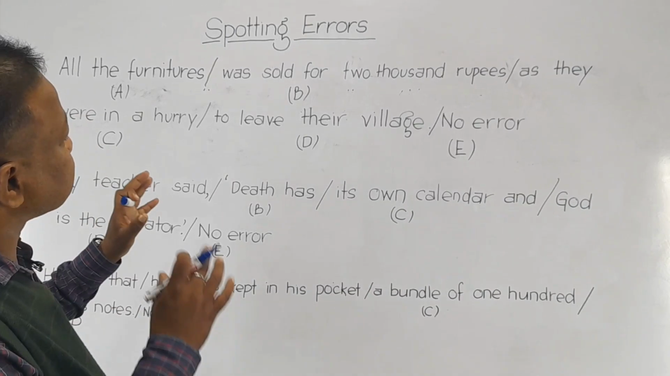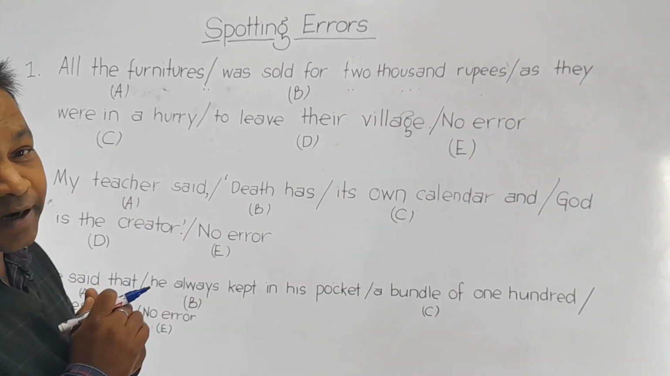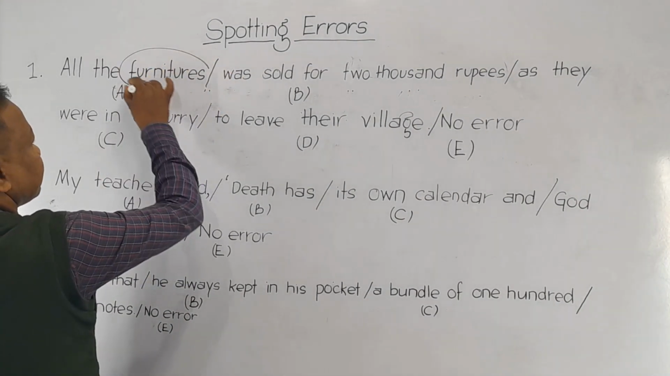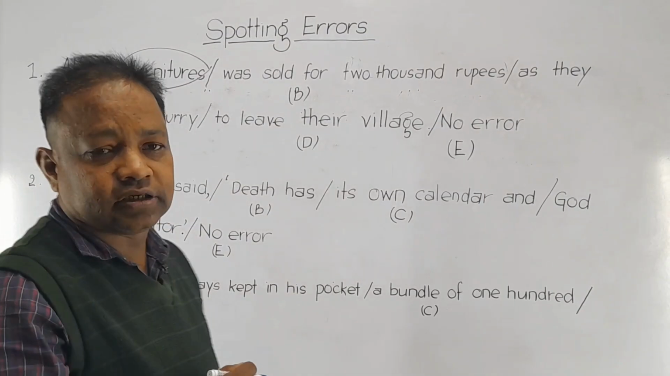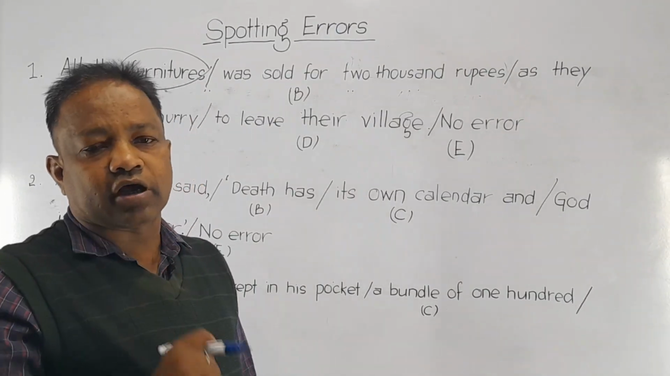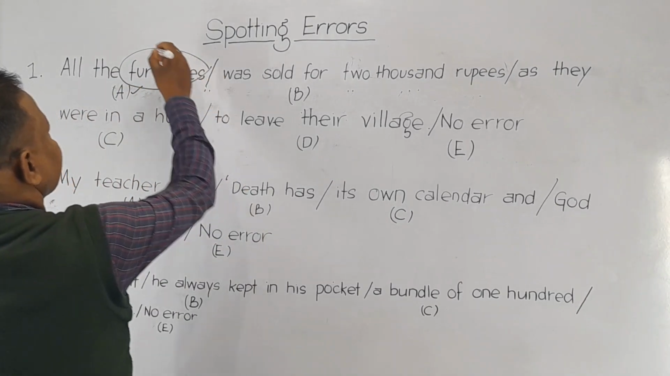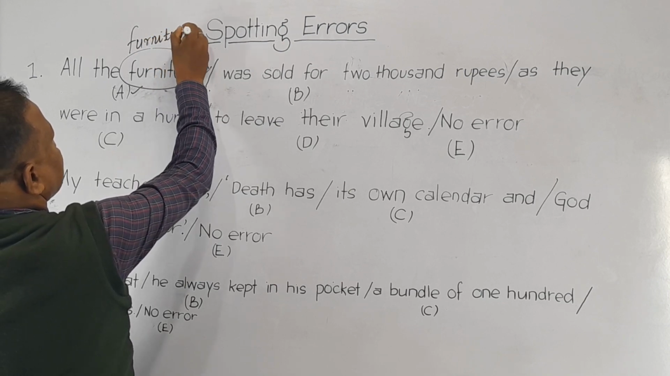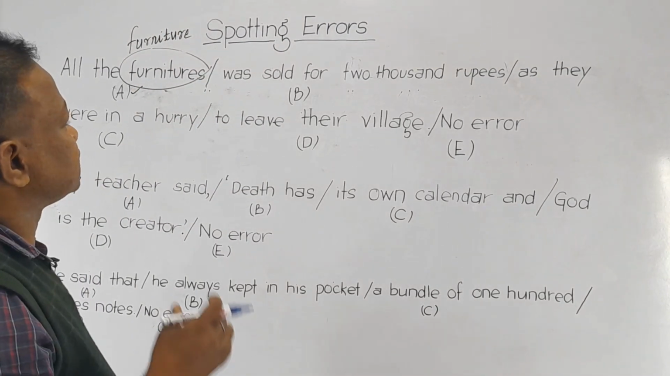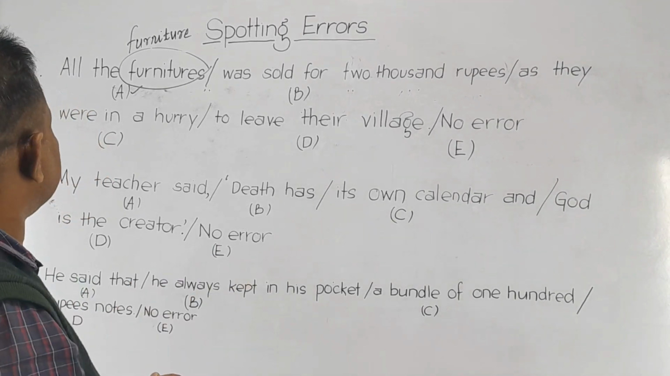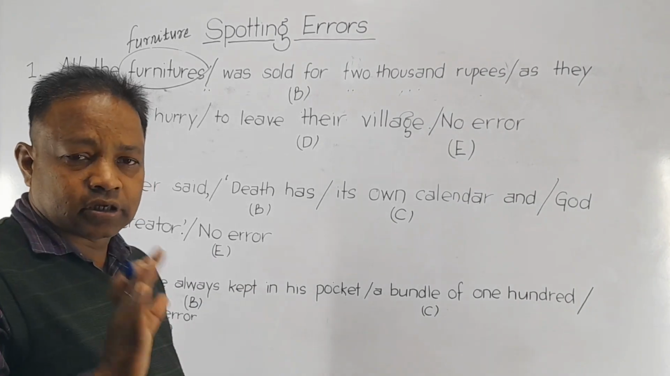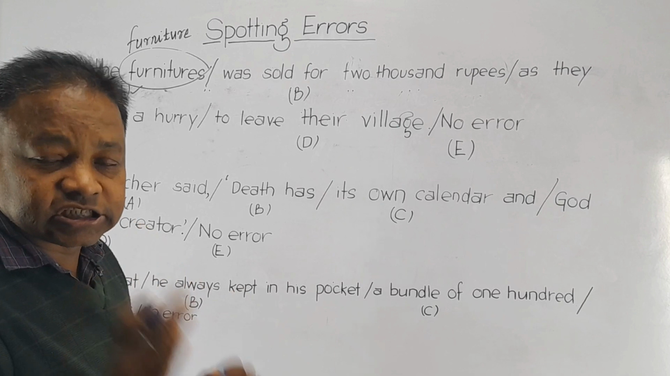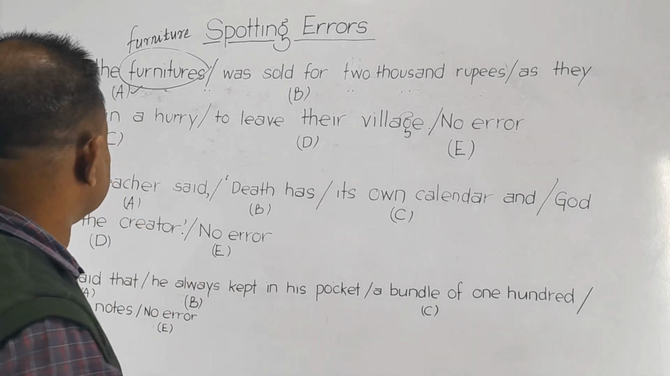Listen, all the furniture was sold for 2000 rupees. Let us find out the error. The error is in part A, because furniture is an uncountable noun, so it does not have any plural form. So the correct sentence is: all the furniture was sold for 2000 rupees as they were in a hurry to leave their village. The answer is furniture, not furnitures, because furniture is an uncountable noun.